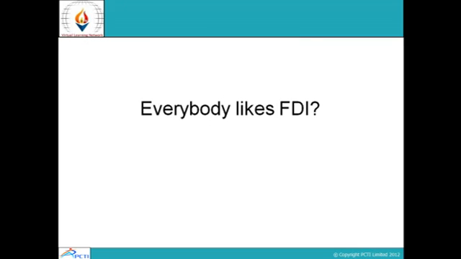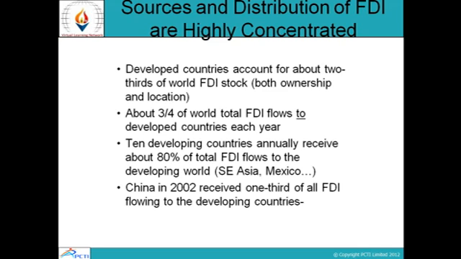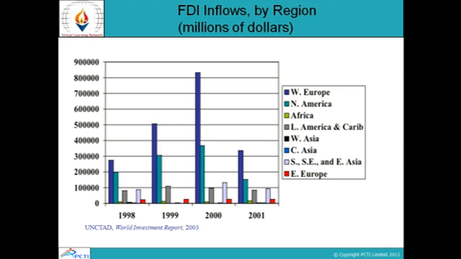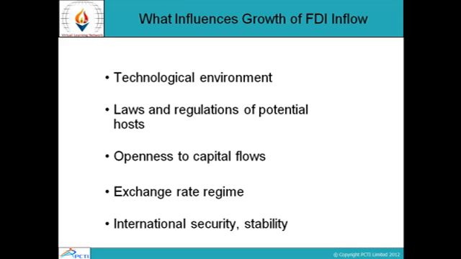So everybody likes FDI, that is foreign direct investment. There are a lot of national regulatory changes, that is the number of countries making changes and the number of changes made, according to that chart. Sources and distribution of FDI are highly concentrated. FDI inflows by region: regional shares of FDI flows in 2001 were something like this. What influences growth of FDI inflow? That's what we are going to discuss in the next part of this session.